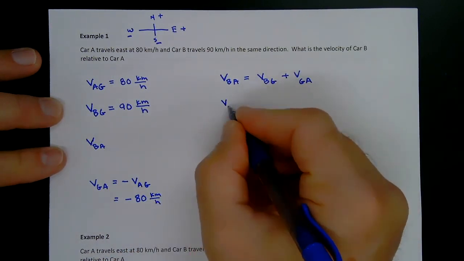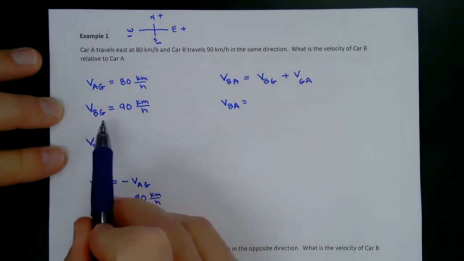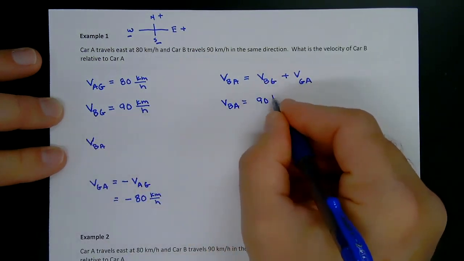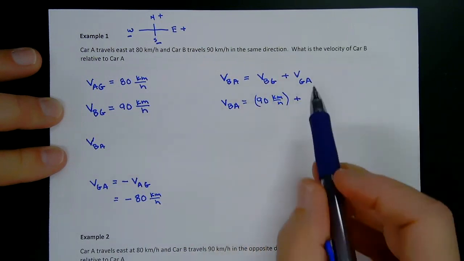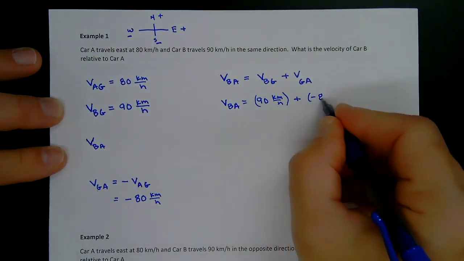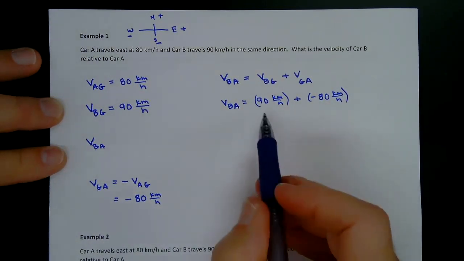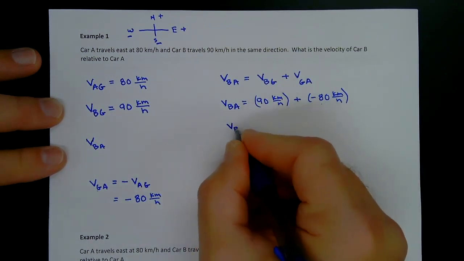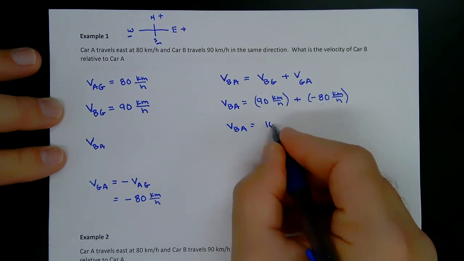So the velocity of car B relative to A would be the velocity of car B relative to G, which would be 90 kilometers per hour, plus, and we know the velocity of the ground relative to A is negative 80. And so positive 90 plus negative 80 gives you 10. And the velocity of car B relative to car A would be 10 kilometers per hour.